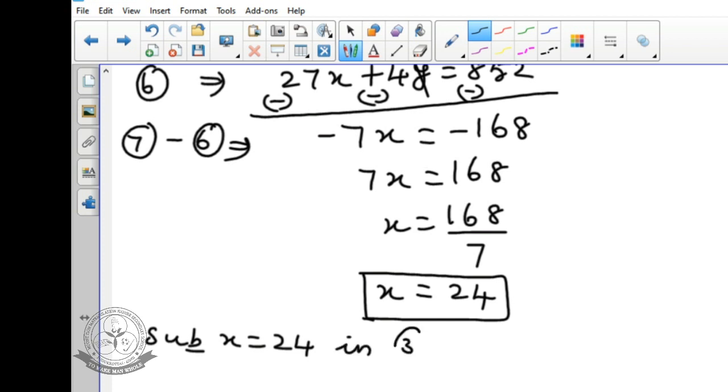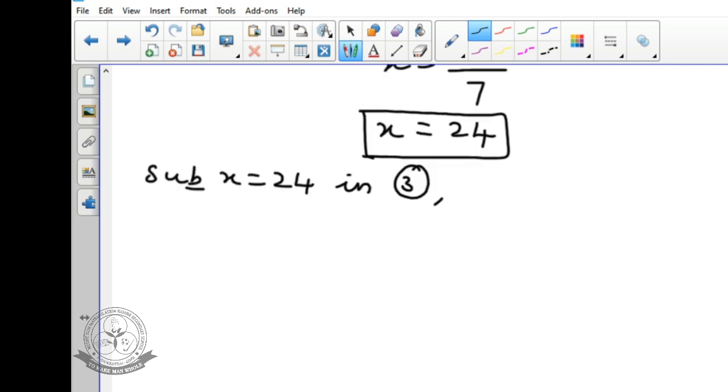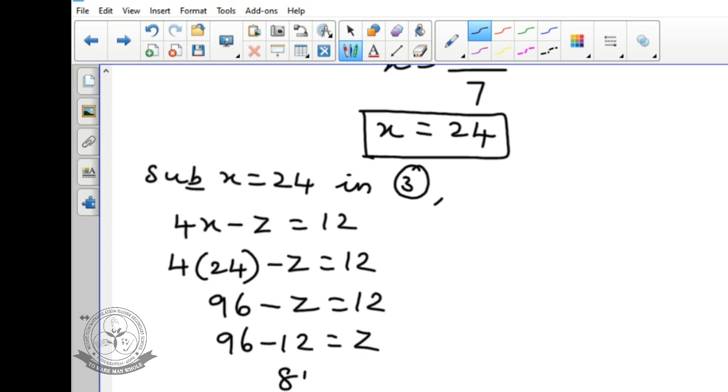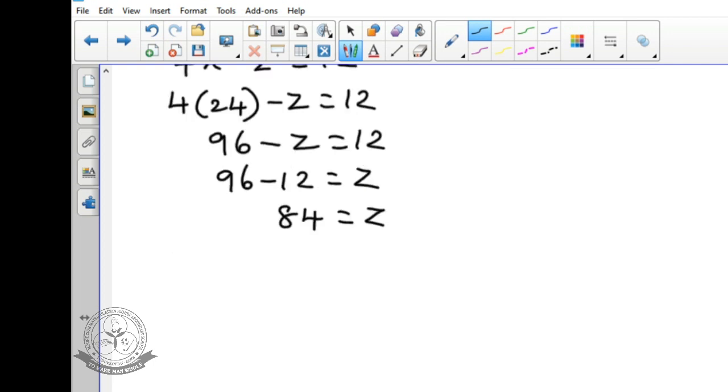in equation 3. What is our equation 3? Equation 3 is 4x minus z equal to 12. So here you substitute 4 into 24 minus z equal to 12. 4 into 24 is 96 minus z equal to 12. So 96 minus 12 equal to z. 96 minus 12 is 84 equal to z. So z equal to 84.